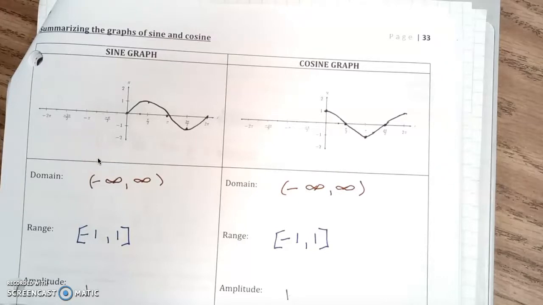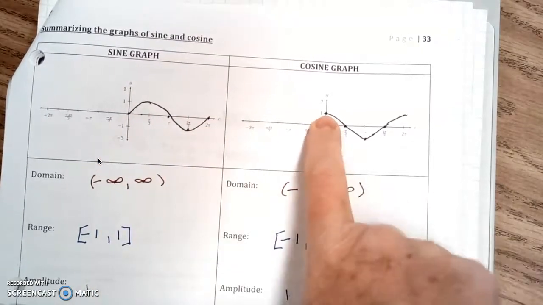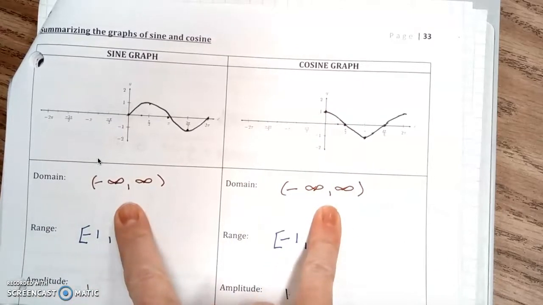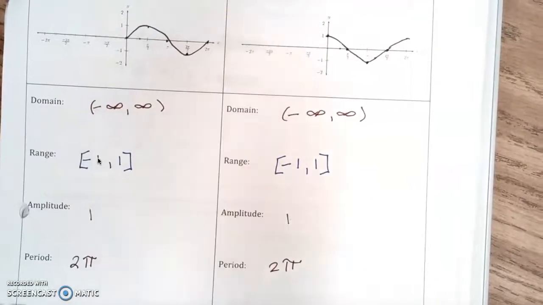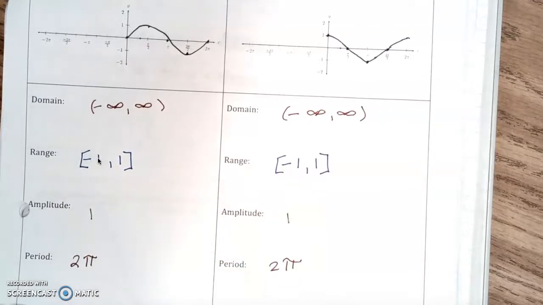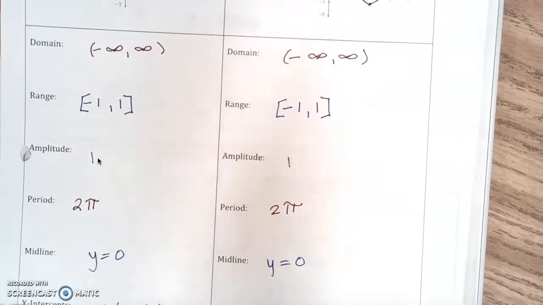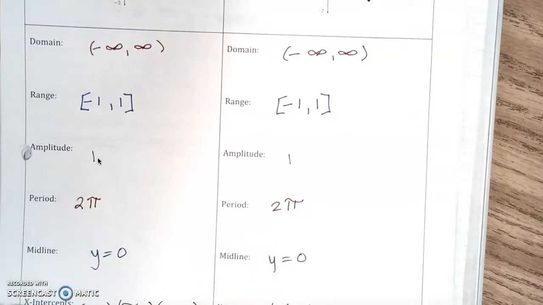So rough sketch of the sine graph starts at 0, 0 and goes on. Cosine starts at 0, 1. Okay, so both of them have a domain of negative to positive infinity. Both of them have a range going from -1 to 1, which means they both have an amplitude of 1. They both have a period of 2 pi. They both have a midline of 0.